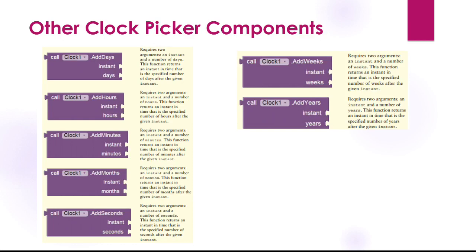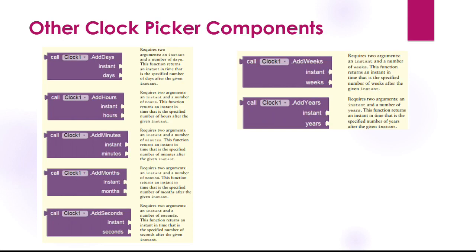The fourth block returns an instant in time in months. The fifth block returns an instant in time in seconds after the given instant. The sixth block returns an instant in weeks after the given instant. And the last block returns the instant in time in years.